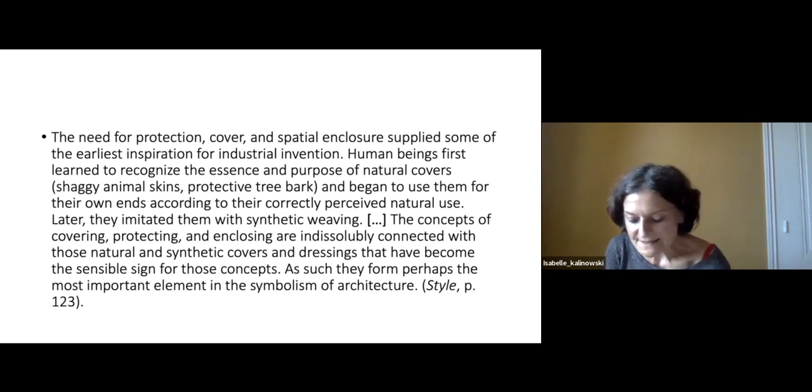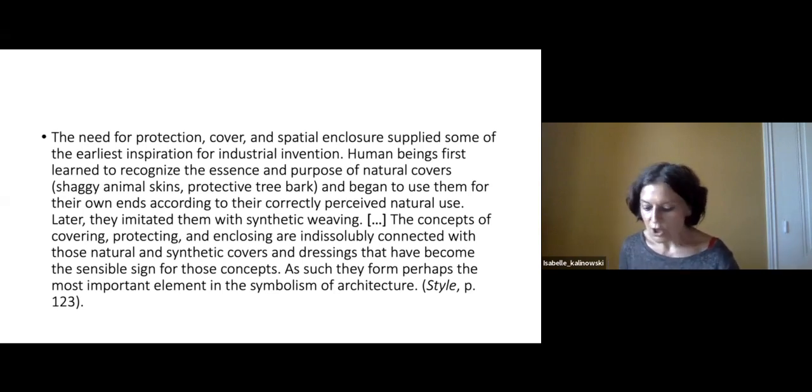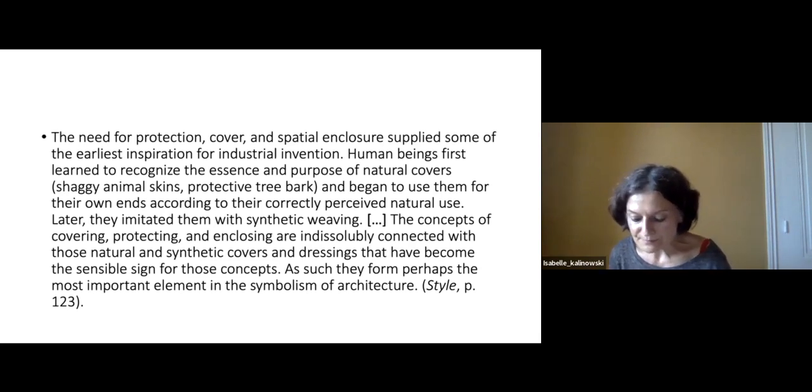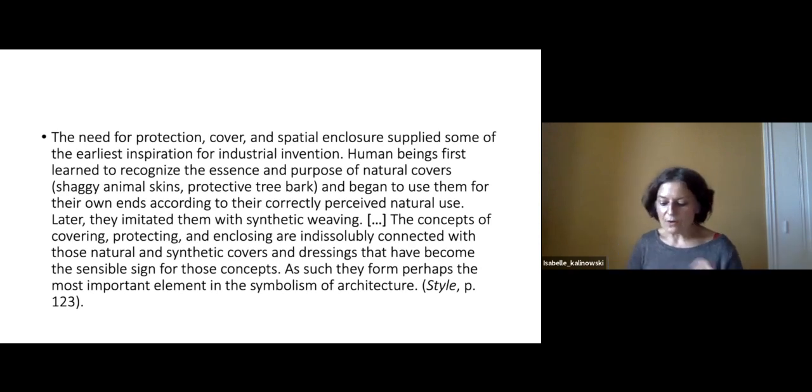The terms sensible signs, concepts, and symbolism are here keys to Semper's argumentation. The protection he refers to is primarily symbolic, and the symbol is even more effective when it's embodied by a hanging textile rather than by a massive stone wall. The function of architecture is above all to symbolize, before it even offers physical protection.